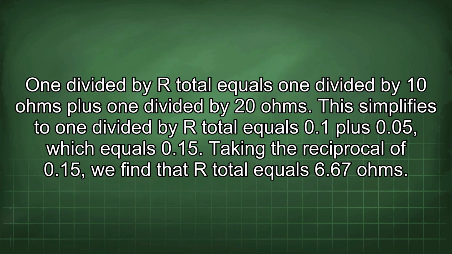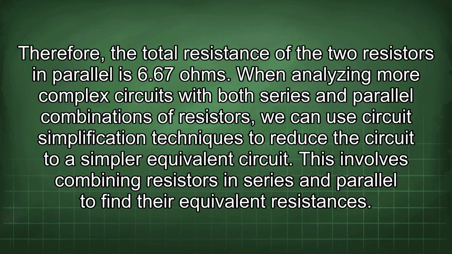1 divided by R total equals 1 divided by 10 ohms plus 1 divided by 20 ohms. This simplifies to 1 divided by R total equals 0.1 plus 0.05, which equals 0.15. Taking the reciprocal of 0.15, we find that R total equals 6.67 ohms. Therefore, the total resistance of the two resistors in parallel is 6.67 ohms.